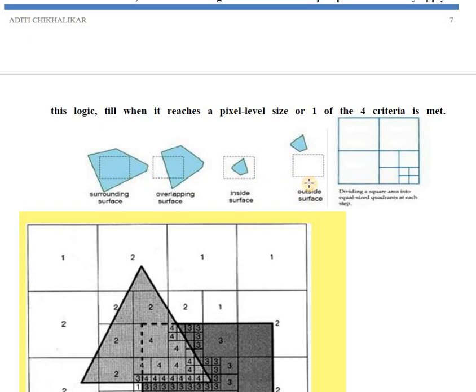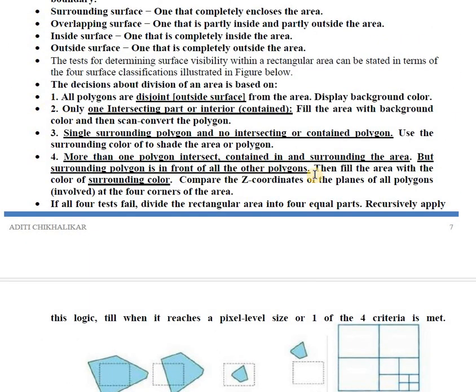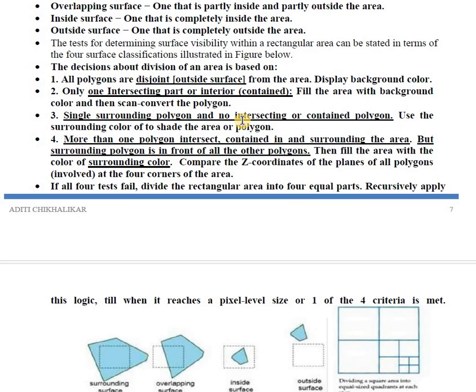Now what do we do with all these 4 cases? We try to make the decision about division of an area, whether you have to go ahead and divide further or how you have to go about it, by looking at one of the 4 cases. If all the polygons are disjoint, that is, they are outside the area, you just display the background color, because polygons are outside, you don't have to worry. Only one intersecting part or it is interior, then you fill the area with the background color and then scan convert the polygon. So only those pixels you will color with the polygon color.